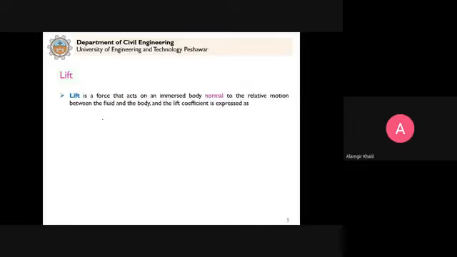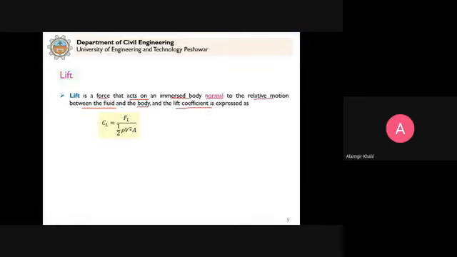Next, we study about the lift. So far, we studied about drag. We calculated the drag. We studied drag on two-dimensional and three-dimensional bodies. Next, we study in detail about the lift. So lift we already defined in the previous lecture. Lift is a force that acts on an immersed body normal or perpendicular to the relative motion between the fluid and the body. And the lift coefficient is expressed as given by this equation.